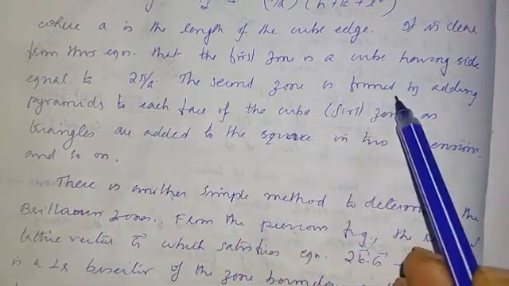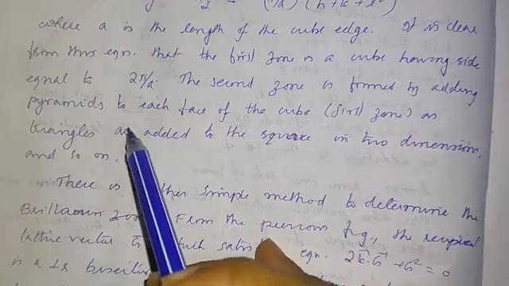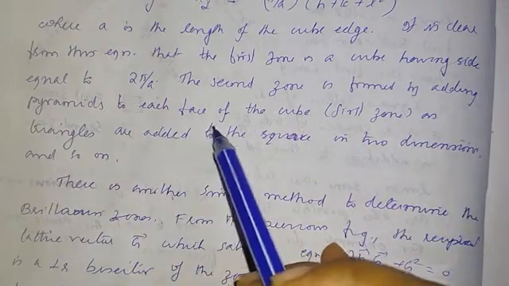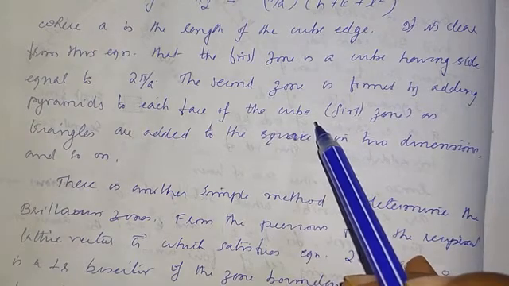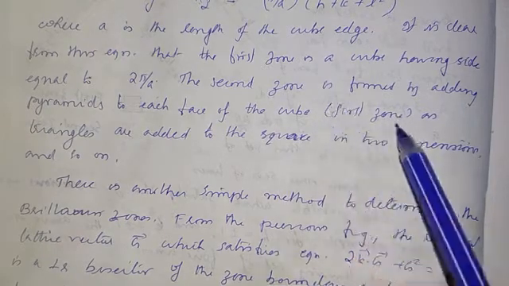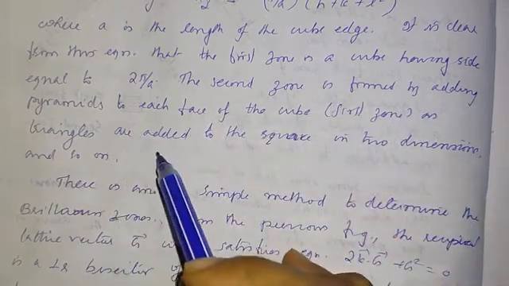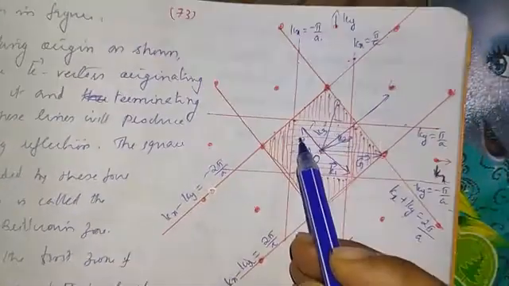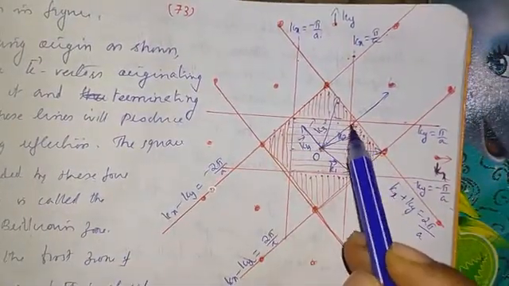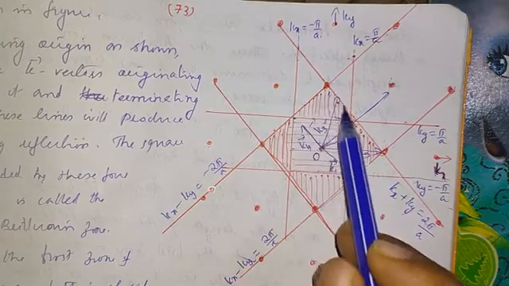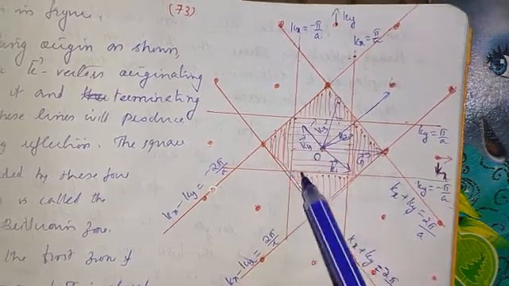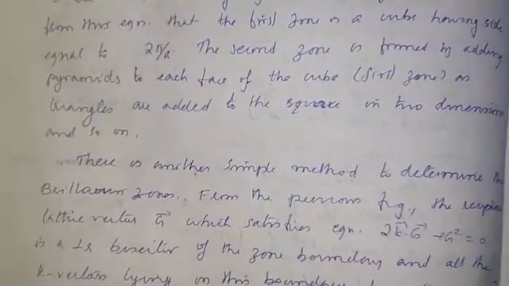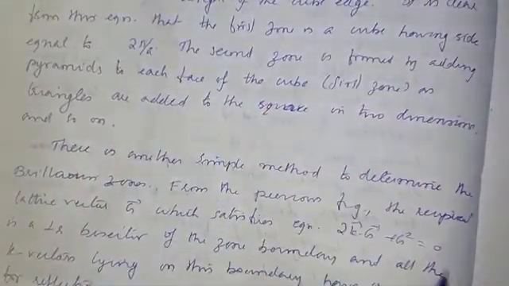The second zone is formed by adding pyramids to each face of the cube of the first zone, as triangles are added to the square in 2 dimensions, and so on. So we have seen here the first one is a square, and the second zone is constructed by adding a pyramid to the face of this square. That's what we have described here.